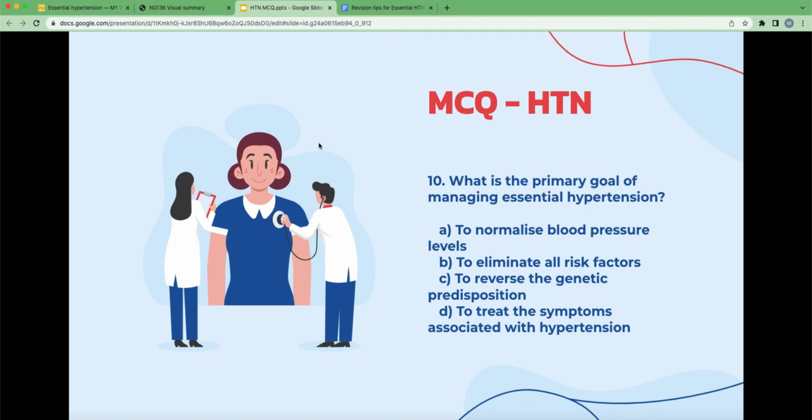And the last question. What is the primary goal of managing hypertension? A, to normalize blood pressure levels. B, to eliminate all risk factor. C, to reverse the genetic predisposition. D, to treat the symptoms associated with hypertension.